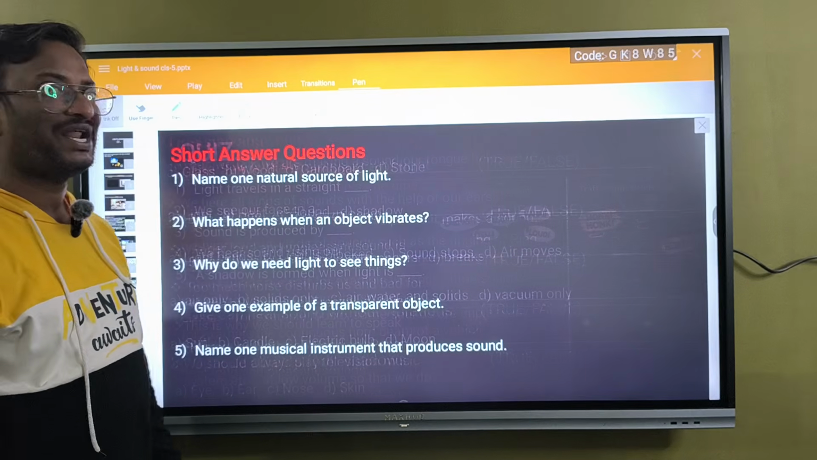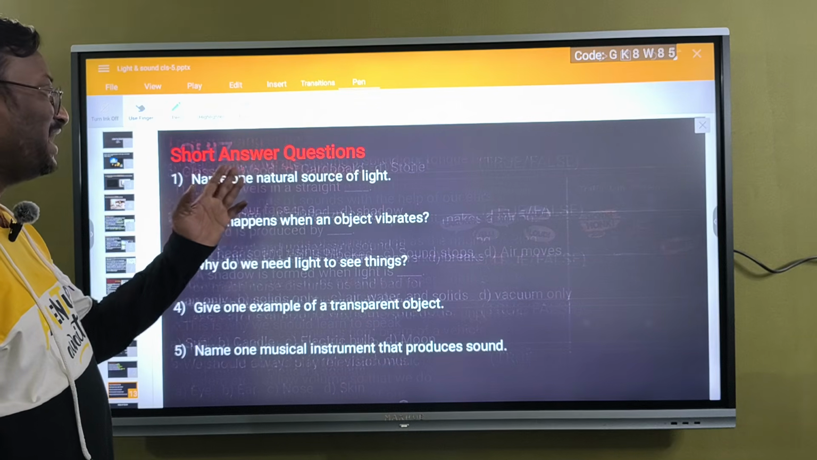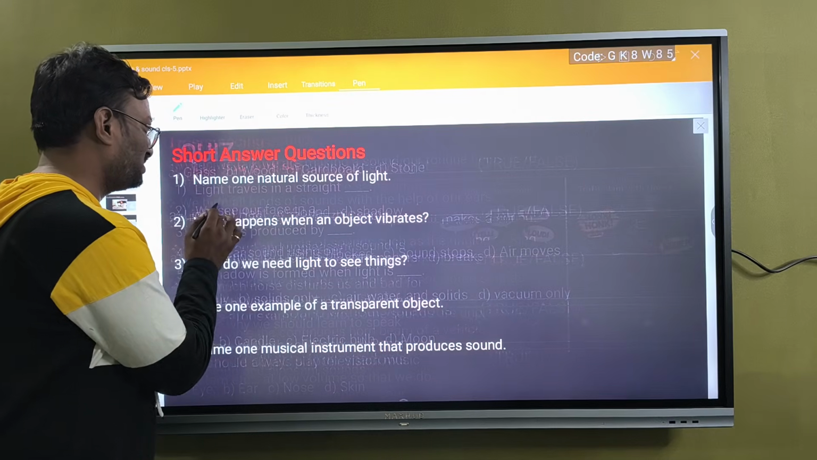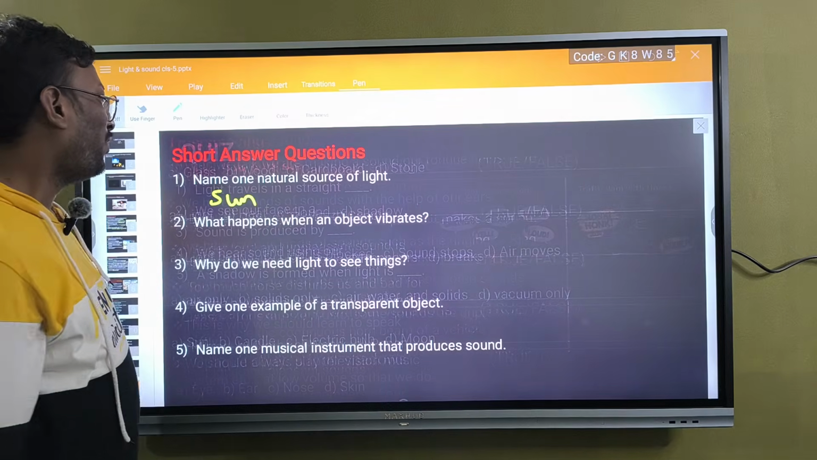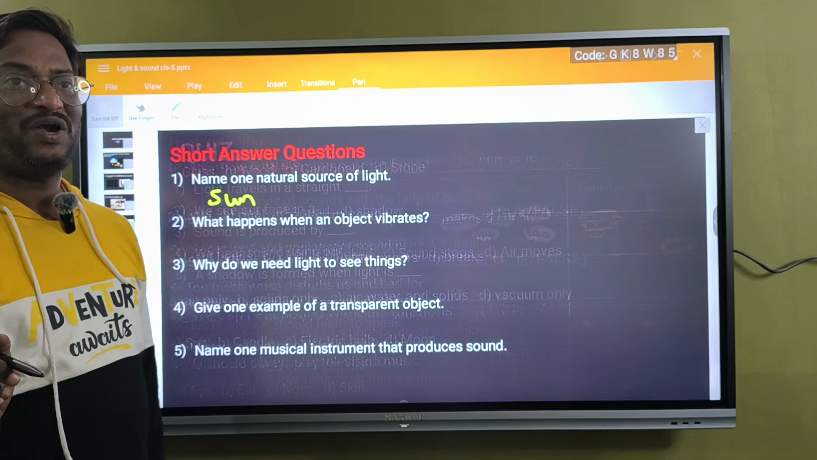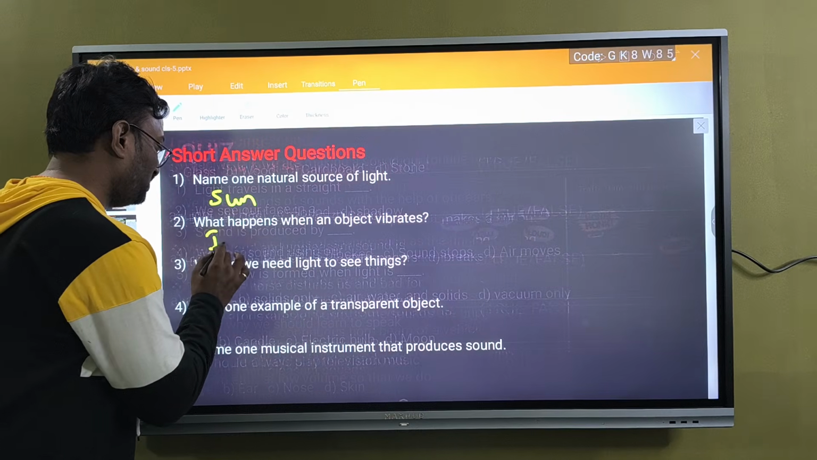And next we are having the short answer questions. We shall try to answer this. Name one natural source of light. Daily in the morning we are going to see. What is that? Sun. What happens when an object vibrates? It will produce sound, right? It produces sound.